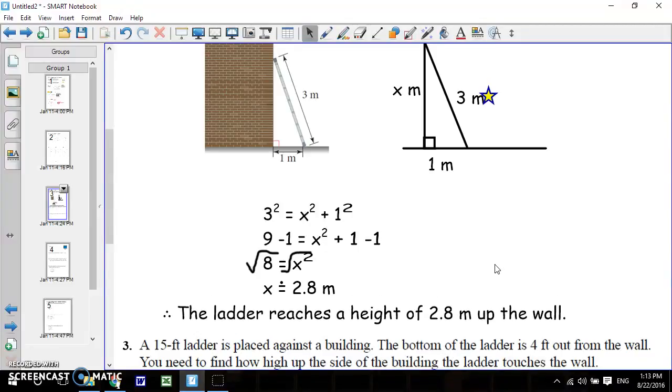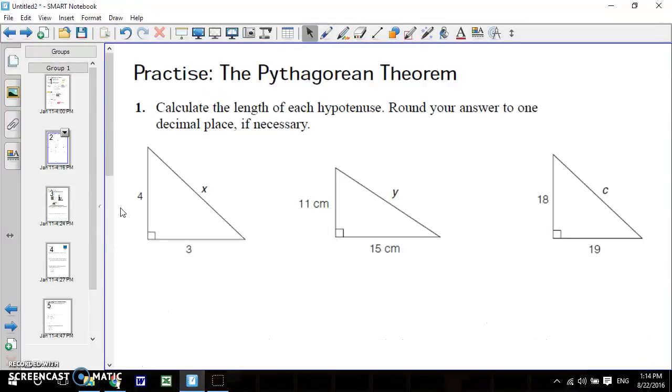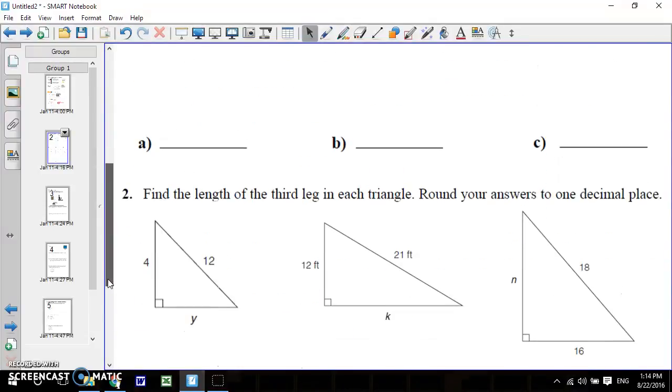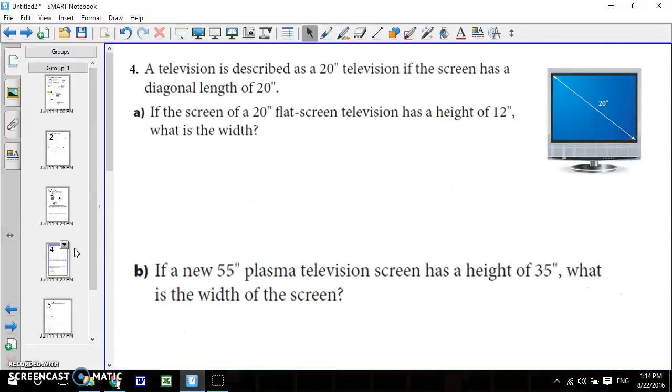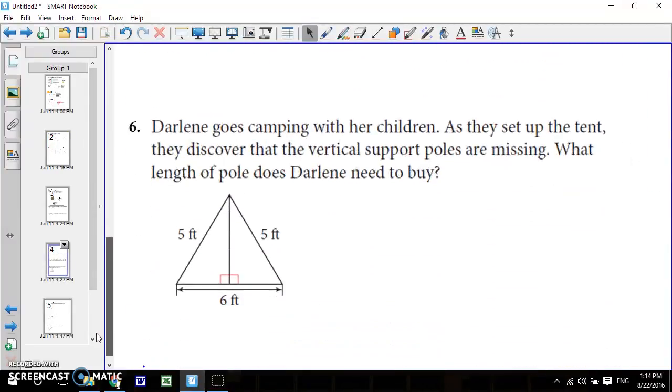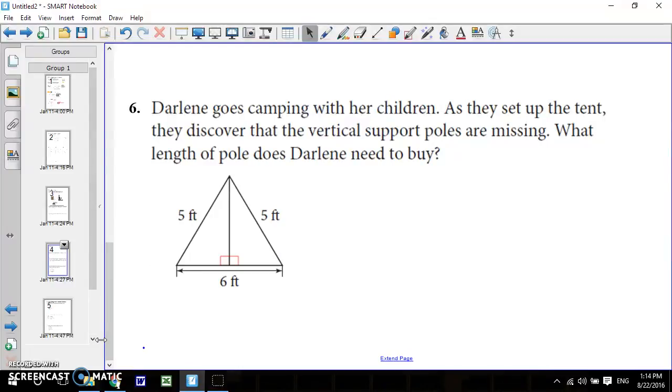So now let's continue to work on the practice questions. Today your job is to finish page 25 practice and also page 27 work problems. If you don't finish these questions, you will have a chance to work on them in the next lesson.